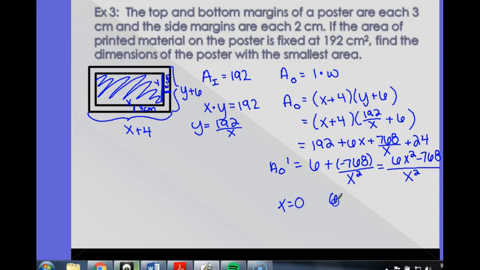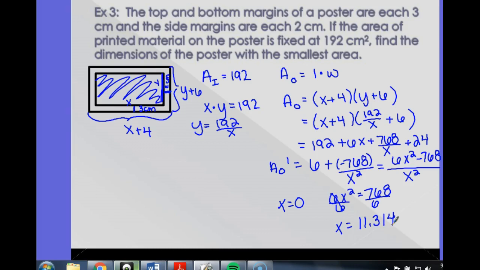Well, 768 divided by 6, taking the square root of it. Yep. So do your math. It's not going to be a pretty number. So again, like I said, a majority of these are calculator problems for this reason. The answer is 11.314.